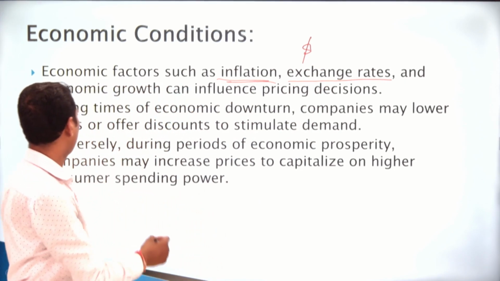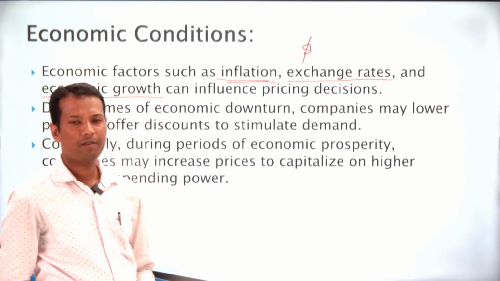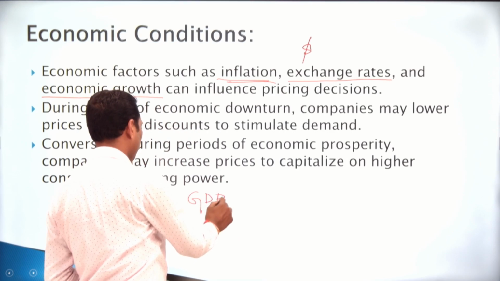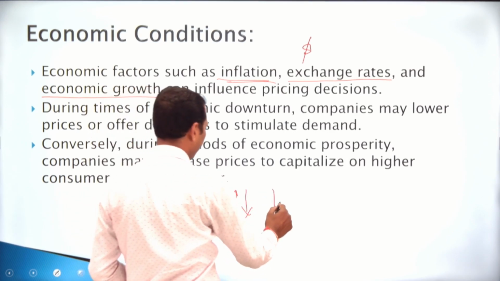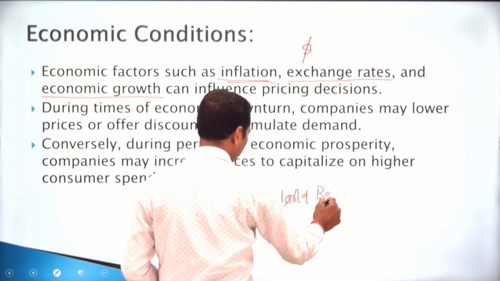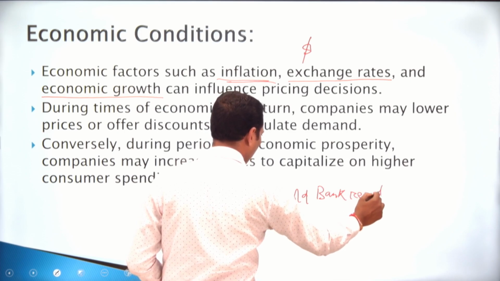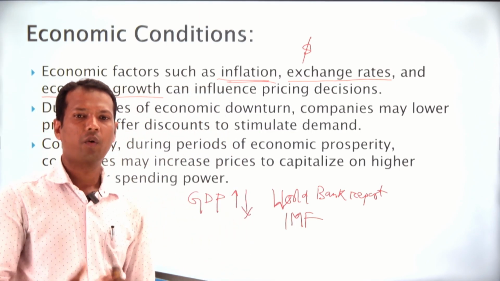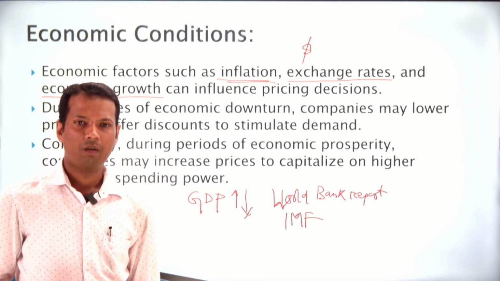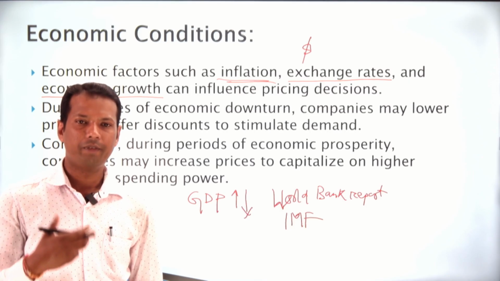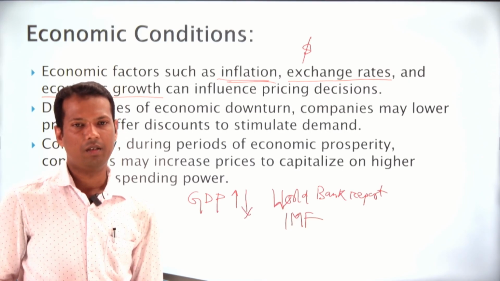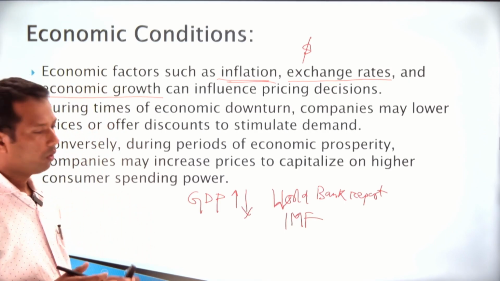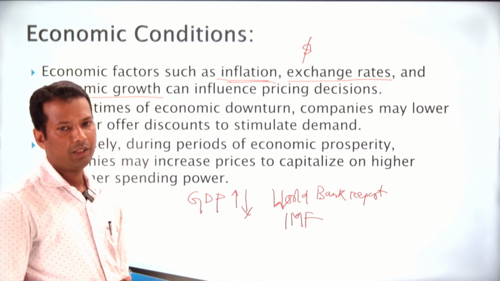And economic growth. What is economic growth? You have always heard that our GDP is going up, our GDP is going down. The World Bank report or IMF report gives the growth trajectory of a particular country: whether our economic growth is going up or down, and what the GDP of our country is. These conditions also influence the pricing of a particular product.